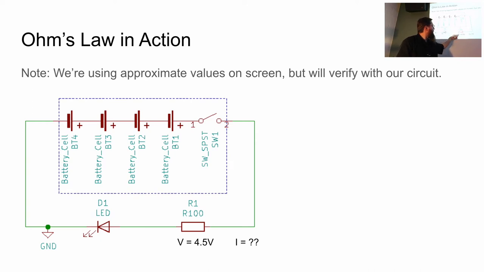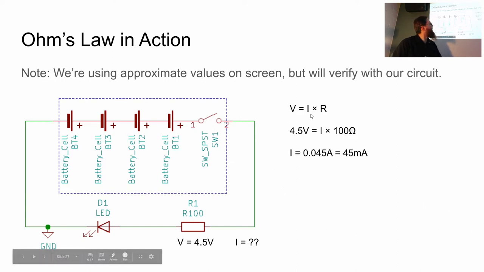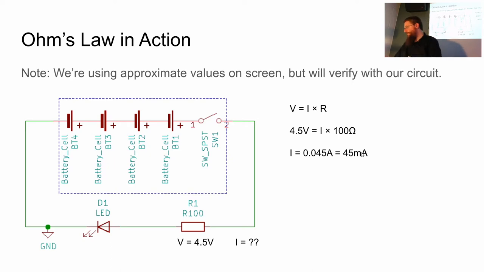Anyway, so we know voltage is 4.5 volts and resistance is 100 ohms. If we use Ohm's law, which is V equals I times R, 4.5 volts equals I times 100. So if you take 4.5 and divide by 100, that solves for I, and you get 0.045 amps, which is 45 milliamps.